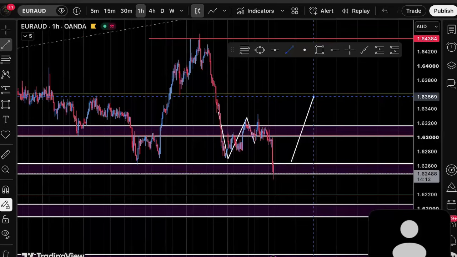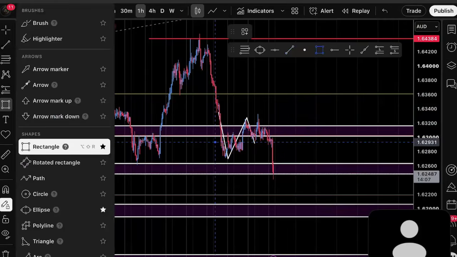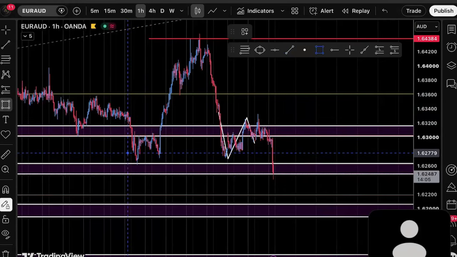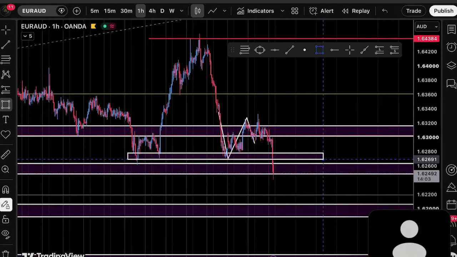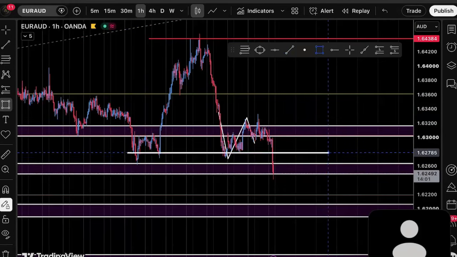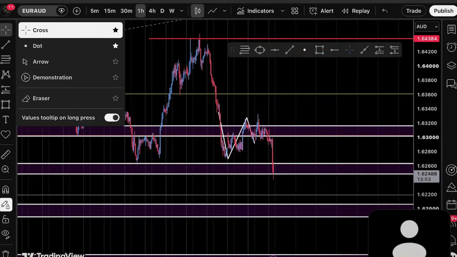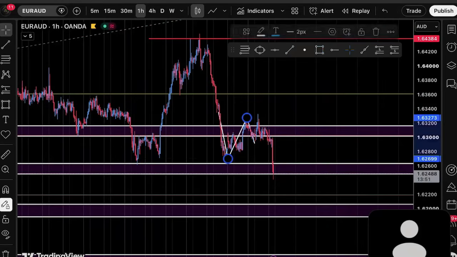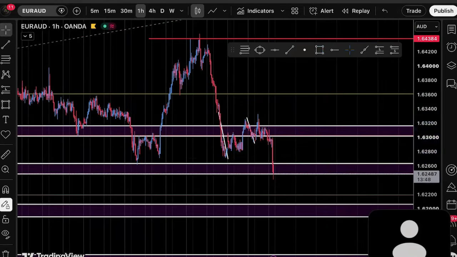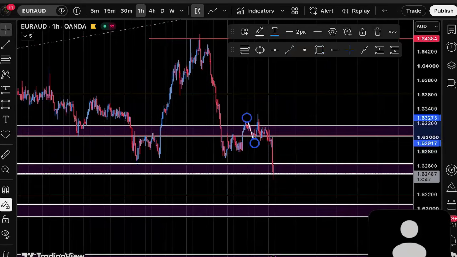But this probably looks like a liquidity sweep of this support right here to continue bullish, in my opinion. Maybe news or something popped up. But that just looks like a liquidity sweep of these previous lows. Again, this goes back to depending on where you're looking to enter.